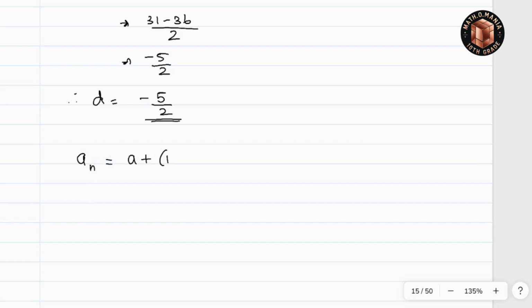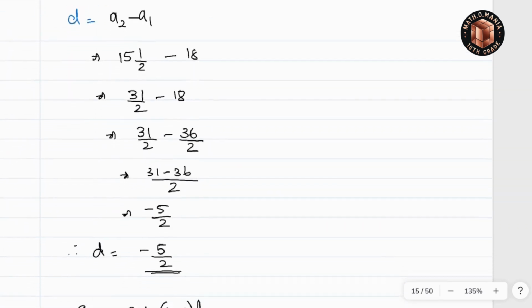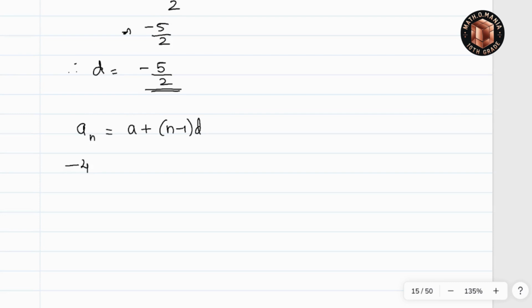AN equal to A plus (N minus 1) into D. Here, I know what my AN is. AN is given as minus 47. Therefore, minus 47 equals A, which is 18, plus (N minus 1), N is the unknown here, into D, which is minus 5 by 2. Now we have to open up the bracket and solve the rest.